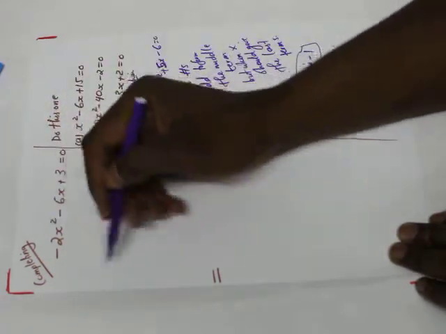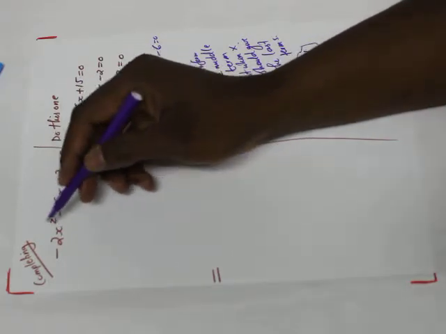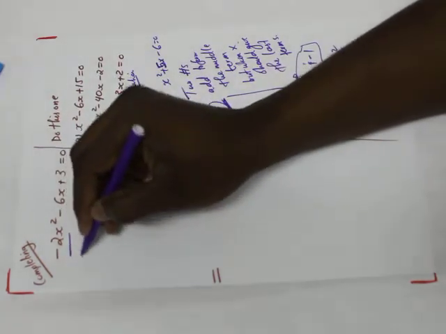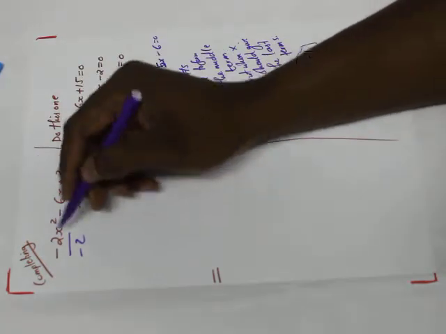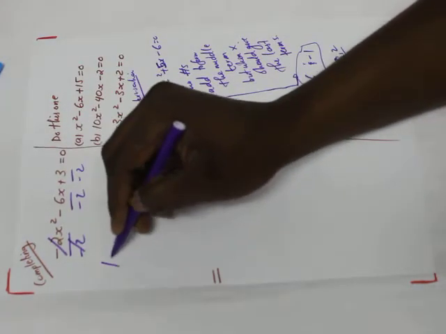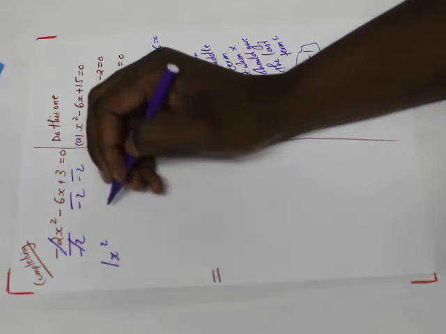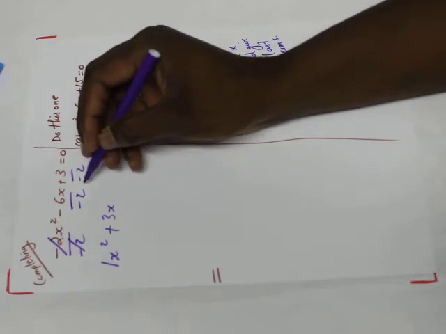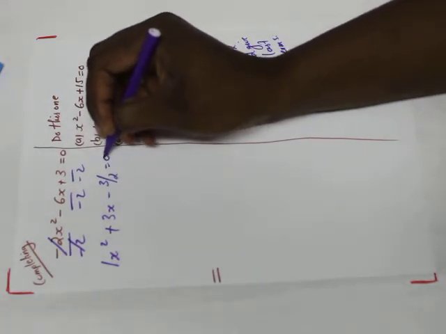Firstly, you want x squared to have the coefficient of 1 always when you are completing the square. So that means we need to divide by -2, -2, -2. Okay, so we cancel off. We have now 1x squared, and that's what we want. The first coefficient needs to be 1. Then you have positive 3x, and there you have -3/2 is equal to 0.